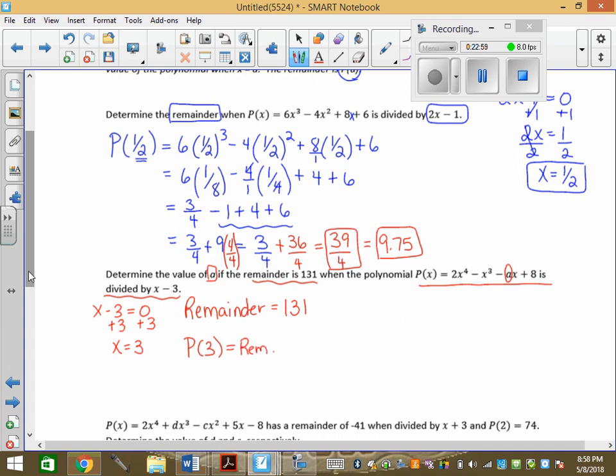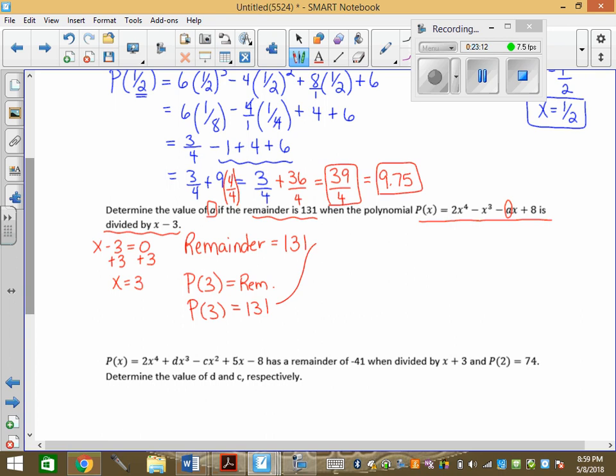But wait a second, they gave me the remainder. So now I know if I fill in p of 3, it should equal 131. And what does p of 3 stand for? It stands for fill in 3 for every x, which is function notation. So we're going to do that here. So I'm going to get 2 times 3 to the 4 minus 3 cubed, minus a times 3 plus 8, and it equals 131.